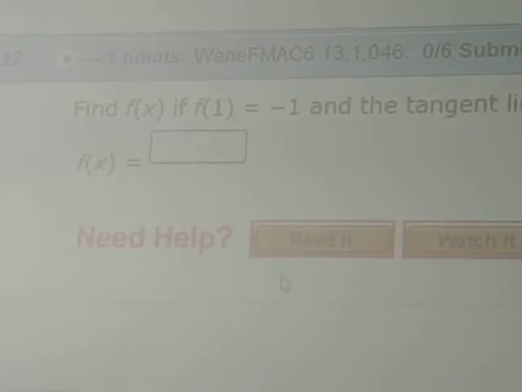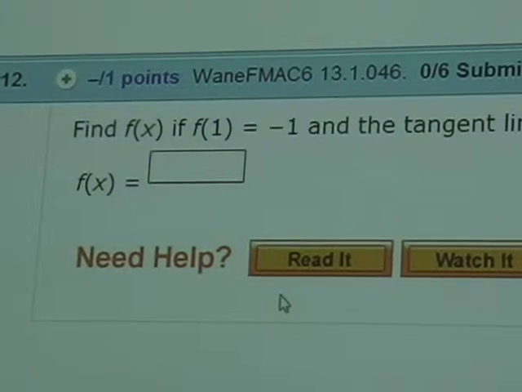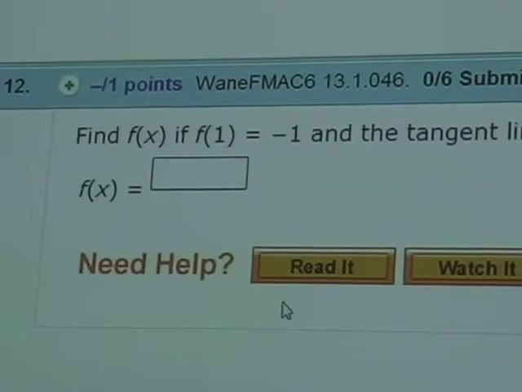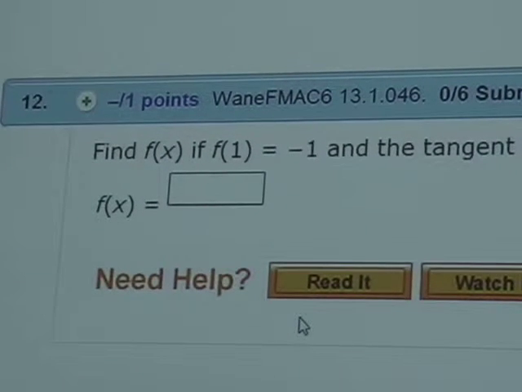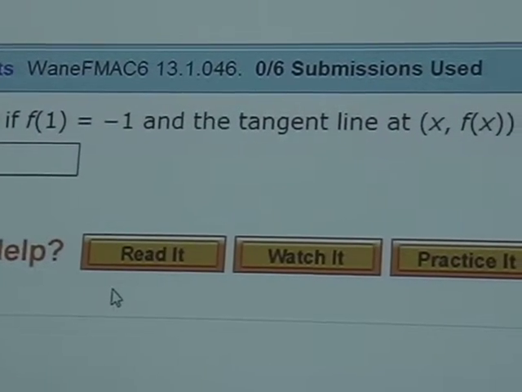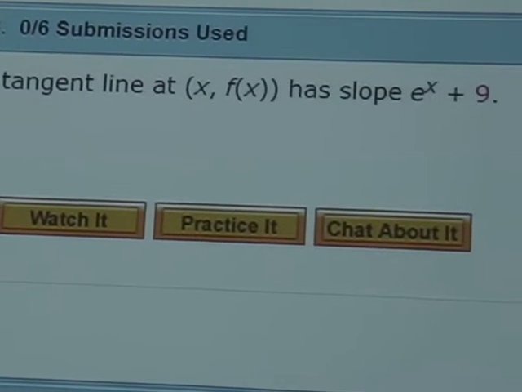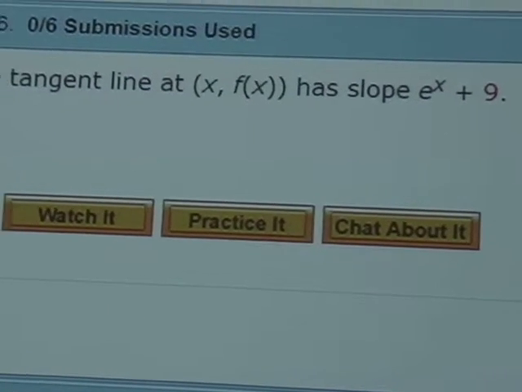and put it into these words. So what does it say? It says find f of x. So we're trying to find some function. If f of 1 equals negative 1, and, now here's the tricky part, and what? Well, let's kind of make a picture of this just to make it a little bit more concrete. So let's say we have some function f, and we're trying to find the equation for this function f. Understand? We're trying to find the equation for some function.